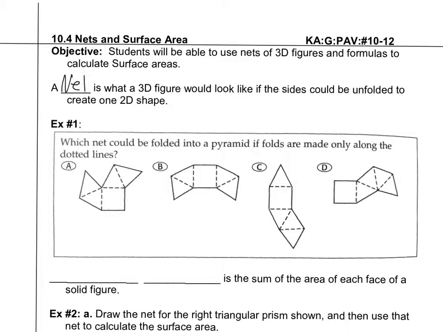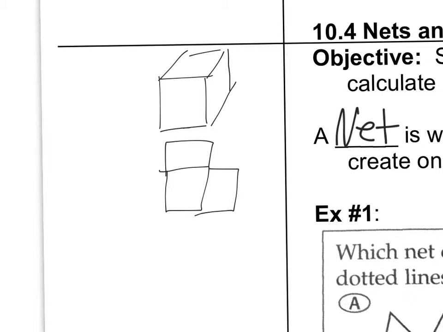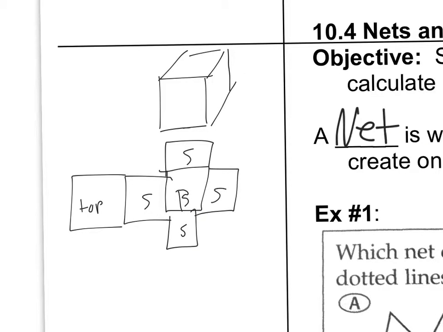A net is what a 3D figure would look like if the sides could be unfolded to create one 2D shape. So imagine if you had, real quick, a cube. Okay, one of the most basic 3D figures. And if you were to unfold this, well, you'd have your bottom, and then you'd have your sides, and then attached to one of these sides, you'd have your top, right? And then these would all be sides. And so, I know my drawings are pretty great, but hopefully you get the idea. That's what a net is. It's just a 3D figure with all the sides unfolded.